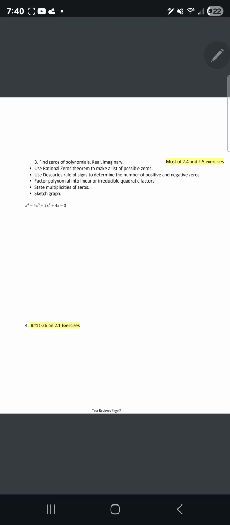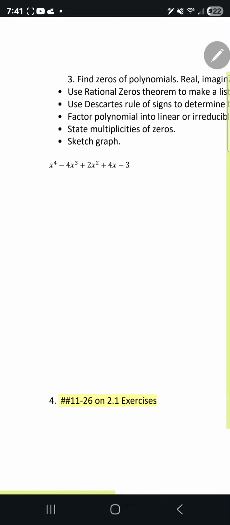2.3 or 4, I think. Yeah, 2.4. So, what we want to do is find the zeros of this polynomial.